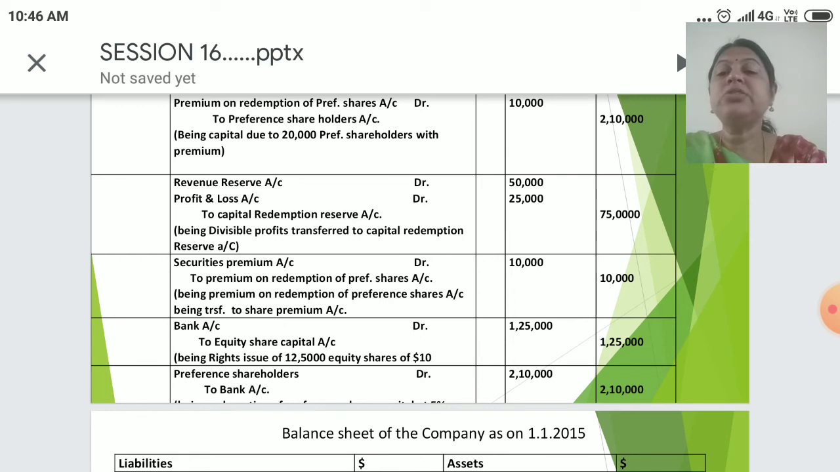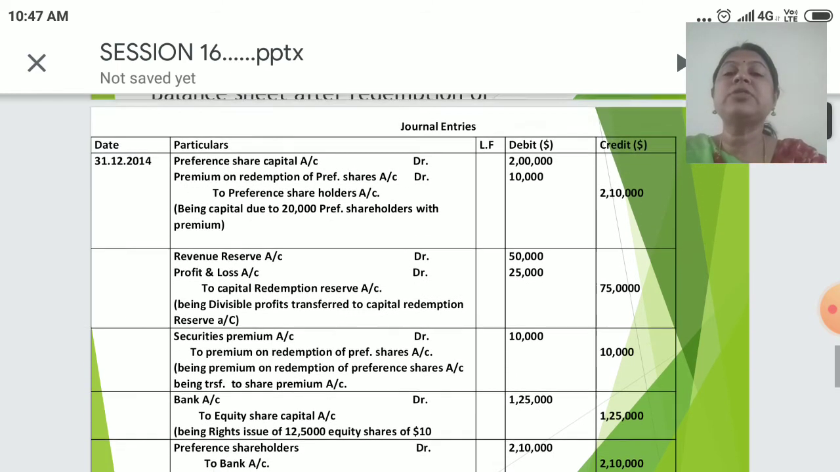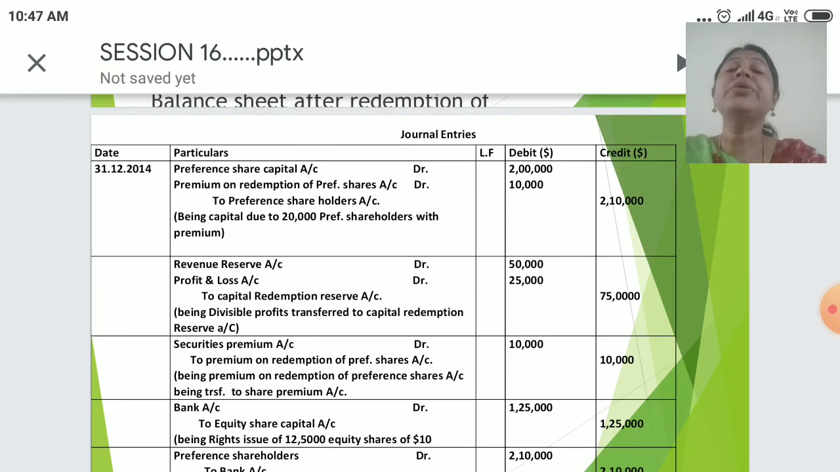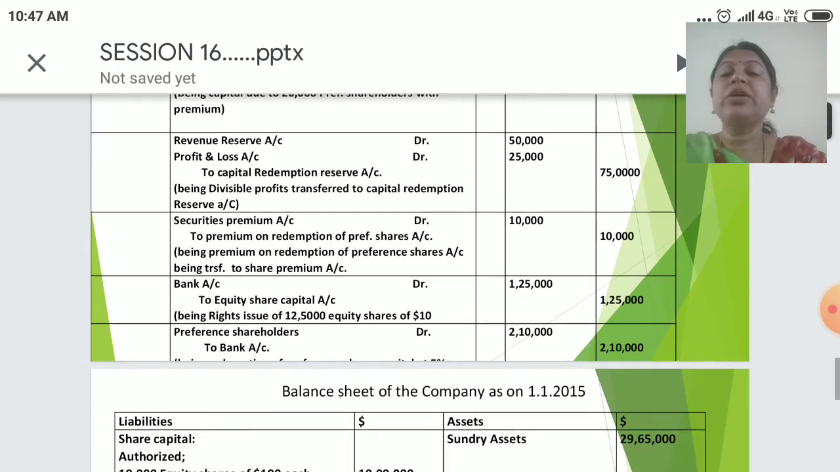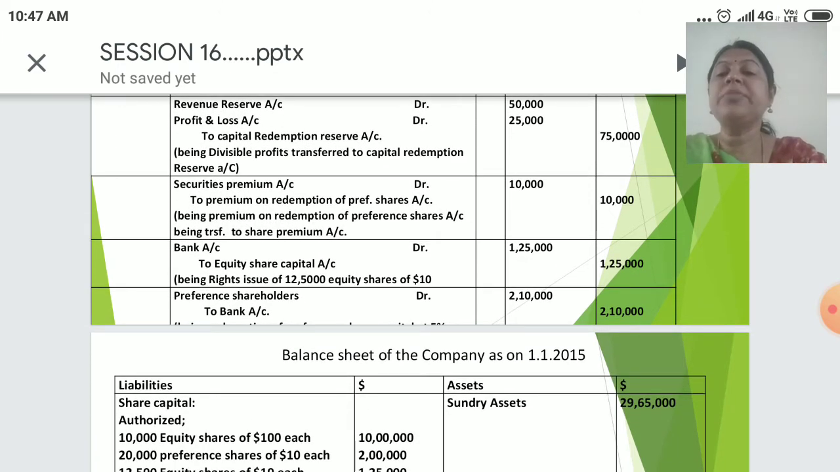And the next entry would be for premium on redemption of preference shares, which will be transferred to securities premium account. For that, the journal entry would be securities premium account debit to premium on redemption of preference shares, that is 10,000. Here they are going to redeem at a rate of 5%. So we will get 10,000 as the premium.